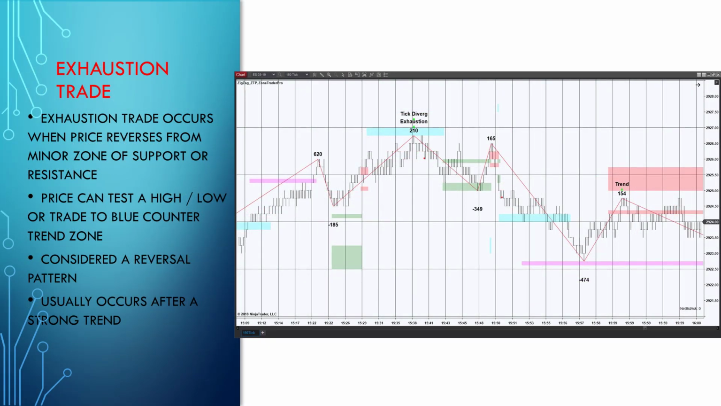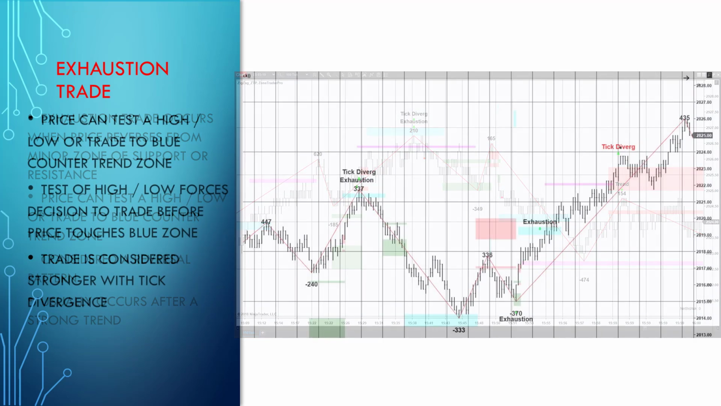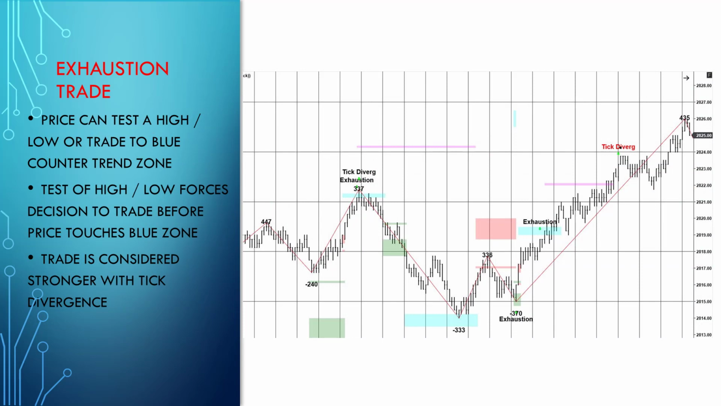Let's take a look at the exhaustion trade a little bit more in depth. The exhaustion trade occurs when price reverses from a minor zone of support or resistance. When it does that, the price can test a high, and that is where you will first see the exhaustion trade signal come onto the screen. Or it can trade all the way to a blue counter trend zone. This is the only instance where ZoneTraderPro will actually move a signal because of the definition of an exhaustion trade. This is considered a reversal pattern, and it usually occurs after a strong trend and becomes a topping or bottoming pattern. Here are two examples of exhaustion trades.